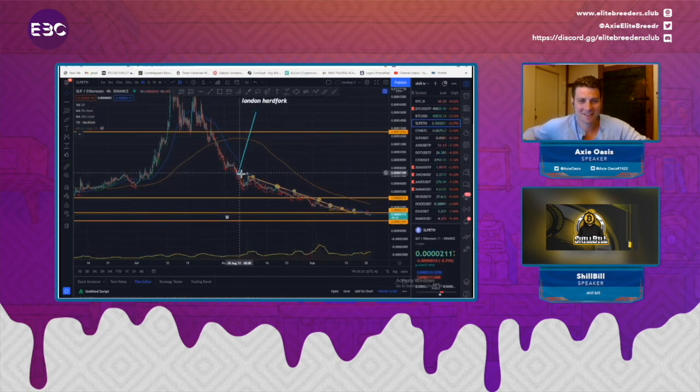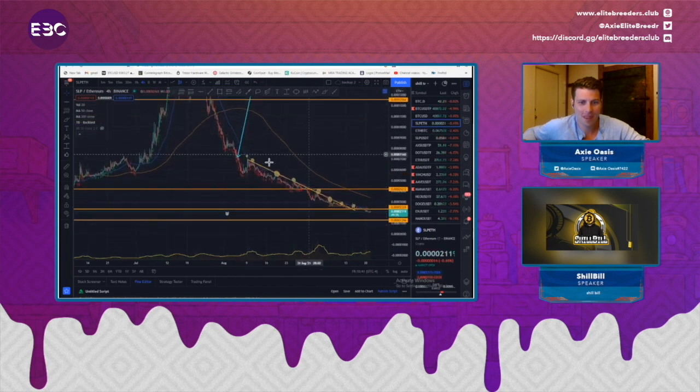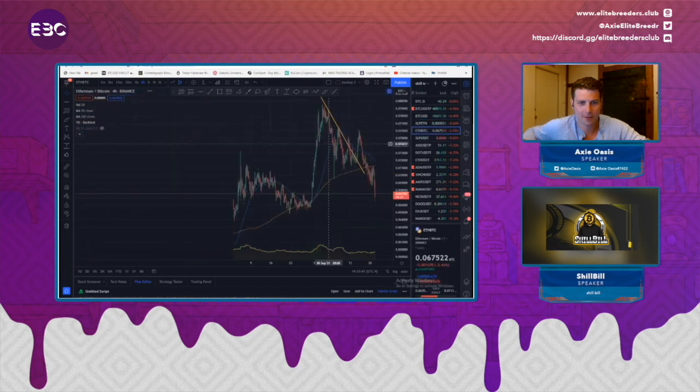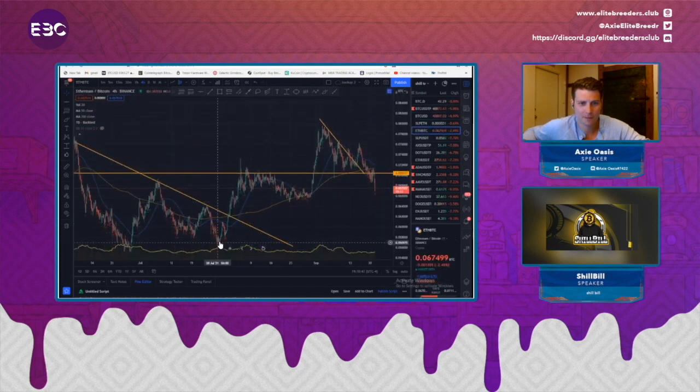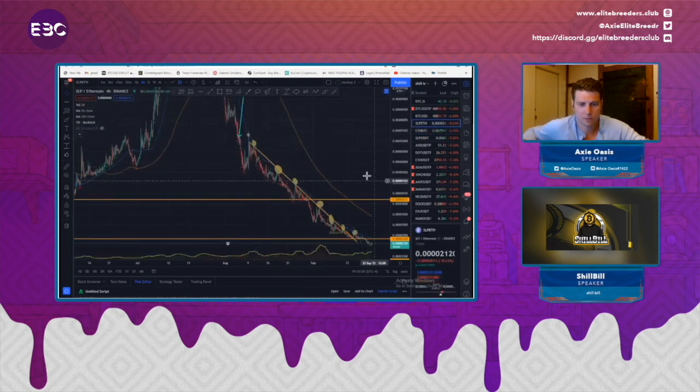I don't understand a lot of this stuff, but I'm all right at drawing lines. But since then, ETH's just been ETH. You can see from the same time here, ETH has just got so much stronger against BTC. So as ETH gets stronger, the SLP versus ETH is going to get weaker.